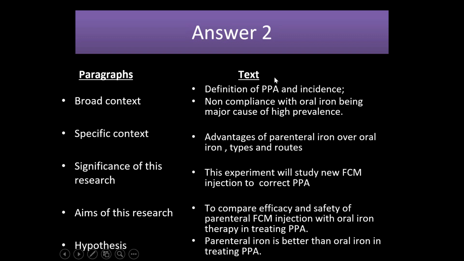So when I approached the introduction, the broad context I started with, the first thing was the definition of postpartum anemia and the incidence. I quoted a reference for that. And then I also talked about the prevalence and why it was high, because of non-compliance with oral iron. And then I switched over gradually to parenteral iron, that it is better than oral iron. What are its types? What routes? IV, IM, whatever ways we can give parenteral iron.